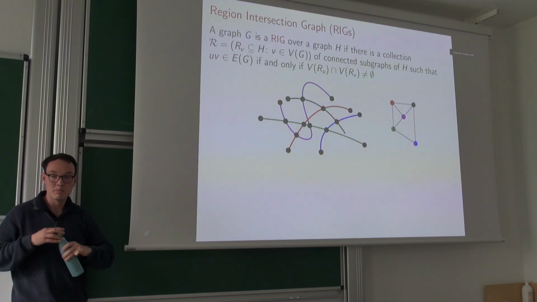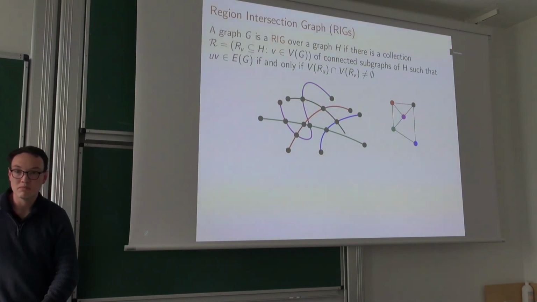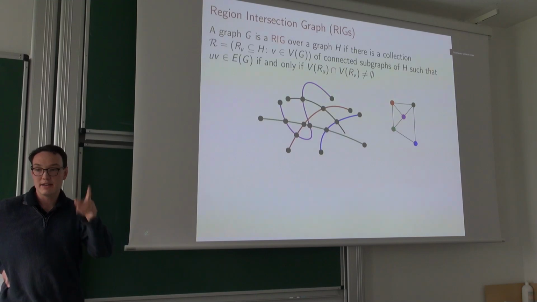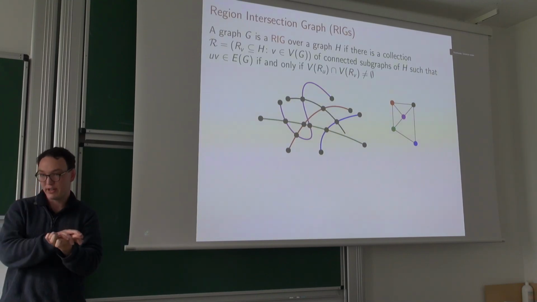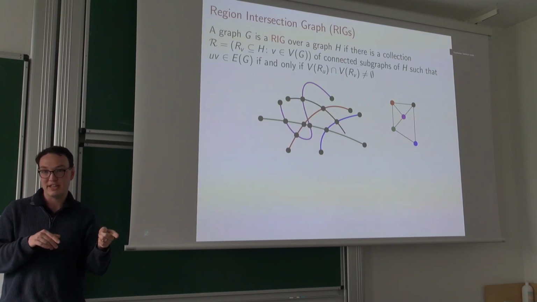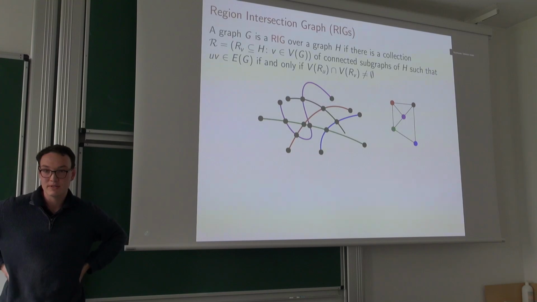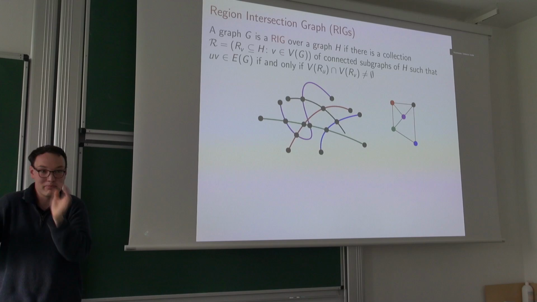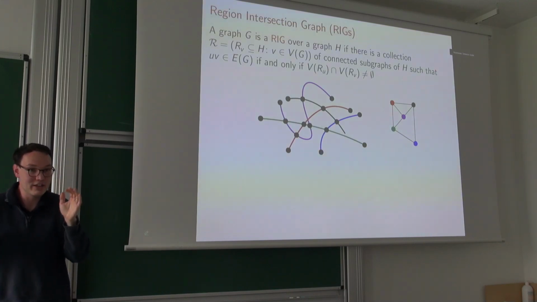So, what is the relation of region intersection graphs to string graphs? A graph is a string graph if and only if it is a region intersection graph over a planar graph. And now we can generalize that: replace planar graph by K_T minor free graph.